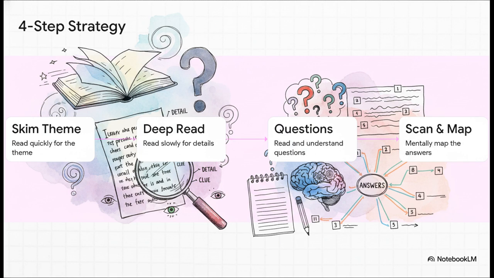Step 1. Read the passage quickly just to get a broad, general idea of the theme. Step 2. Read it again, but slowly and carefully this time, noting the details and using context clues to guess unfamiliar words. Step 3. Now you read the actual questions and really make sure you understand their implications. And finally, step 4. Read the passage one more time, mentally mapping exactly where the information for each answer lives.